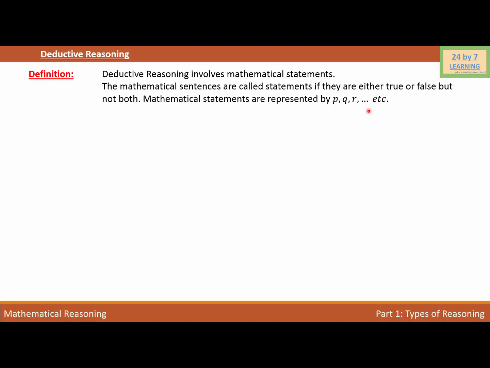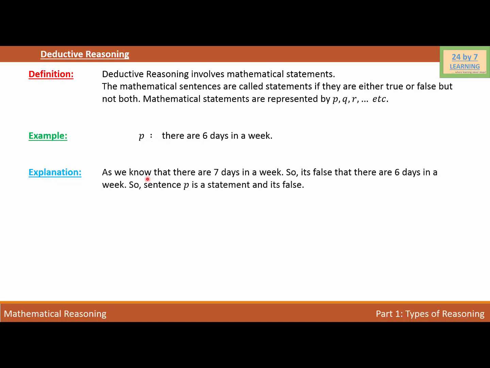Now let's consider an example. The example is: P says that there are 6 days in a week. So P is a statement which says that there are 6 days in a week. The explanation for this one is, as we know there are 7 days in a week, so it's false that there are 6 days in a week. So basically P is not a correct statement. It's a false statement. So sentence P is a statement and it's false.